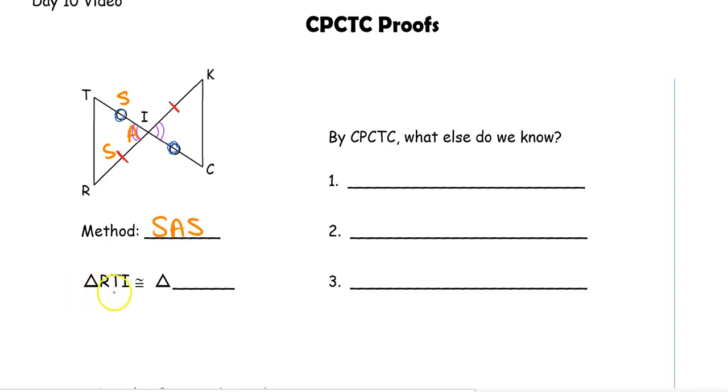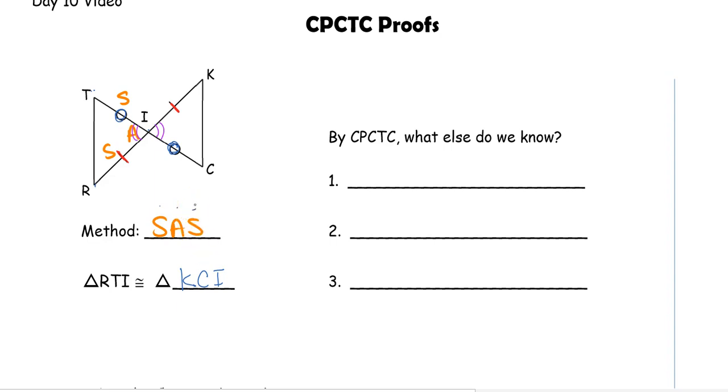I look at how I named the first one. If I go from R to T to I, I have to make sure that I go that same way. So nothing, circle, line, nothing, circle, line, which means I'm going from K to C to I. You want to make sure that you're going in corresponding order. So to prove those two triangles were congruent, we showed it using corresponding sides, corresponding angles, and corresponding sides.